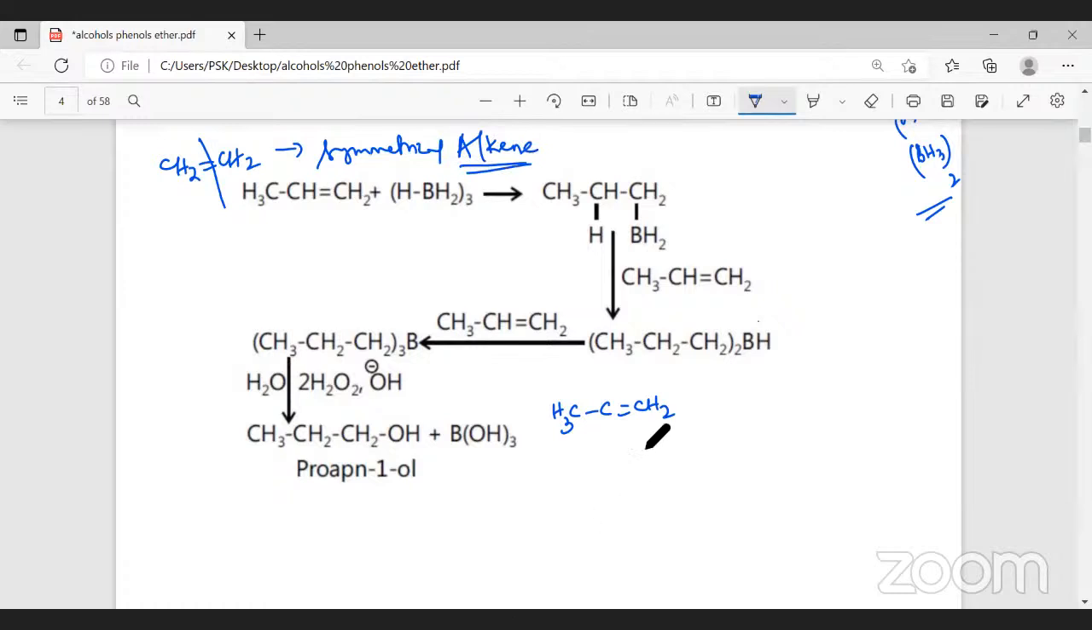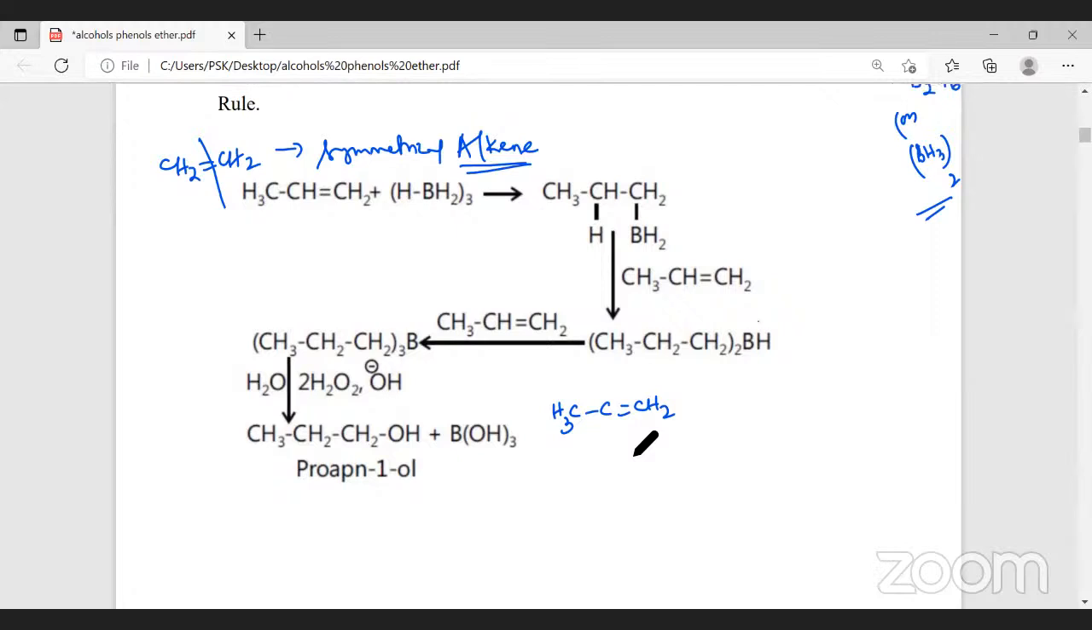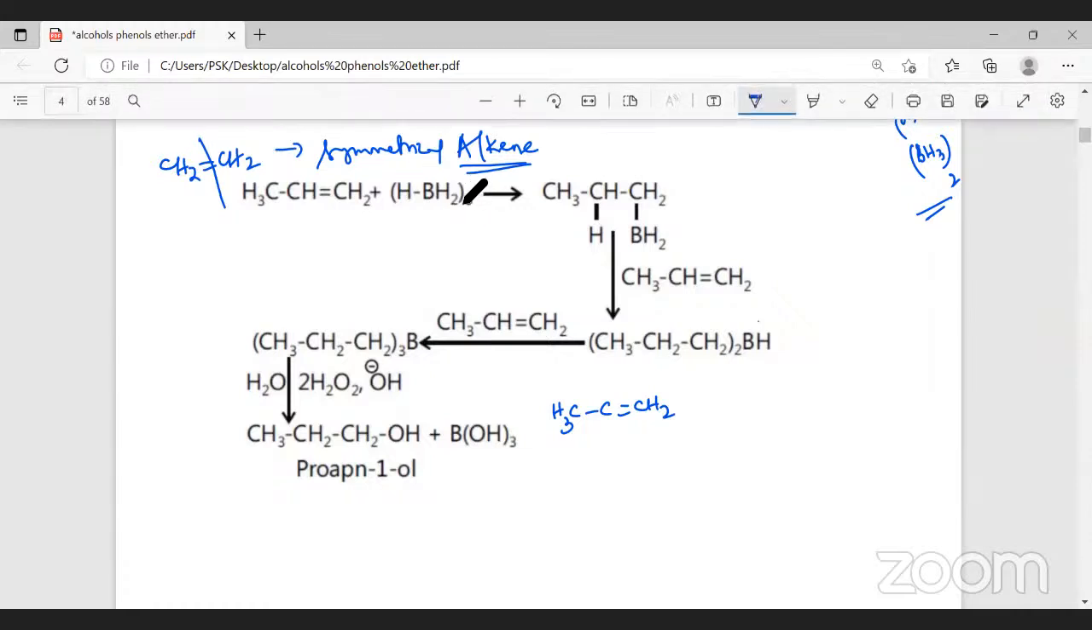Now here this is propene. This propene is not a symmetrical alkene. It's an unsymmetrical alkene. When propene is allowed to react with diborane, it's wrong here, it is 2. So diborane we can write as BH3 twice. I told you.